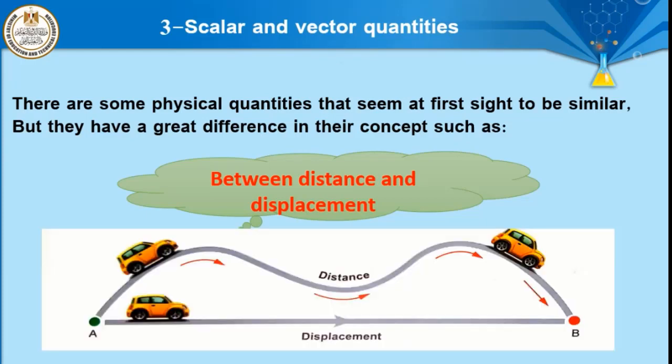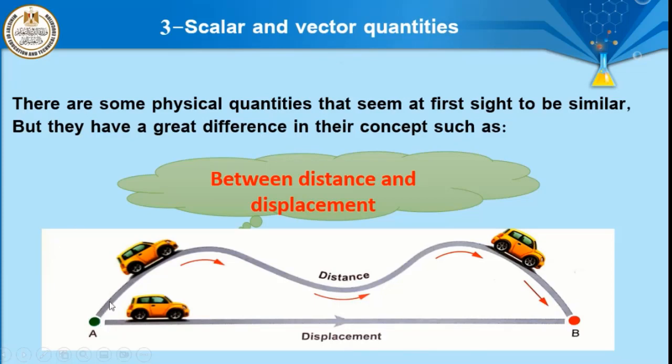In front of you, you have a picture. The car moves in two routes. One of them is a straight line and the other is a curved line. What is the difference between them? The first case, from A to B, is displacement. Why? Because the object moves in a straight line from point A to point B. So it is called displacement.